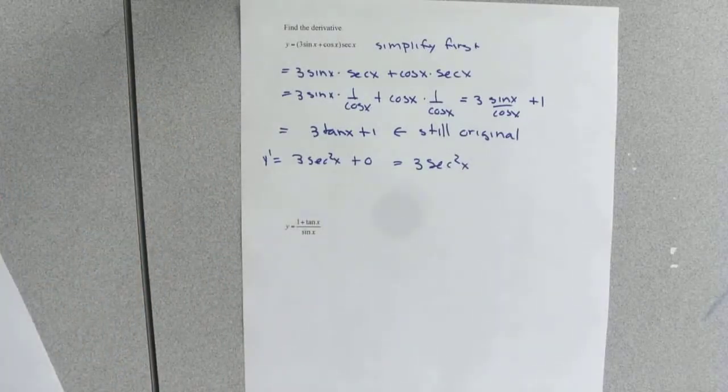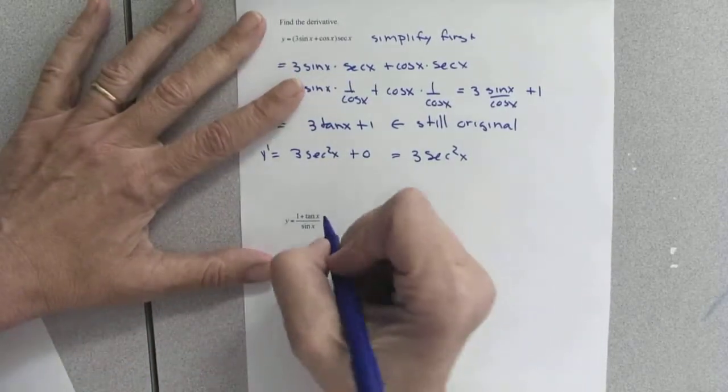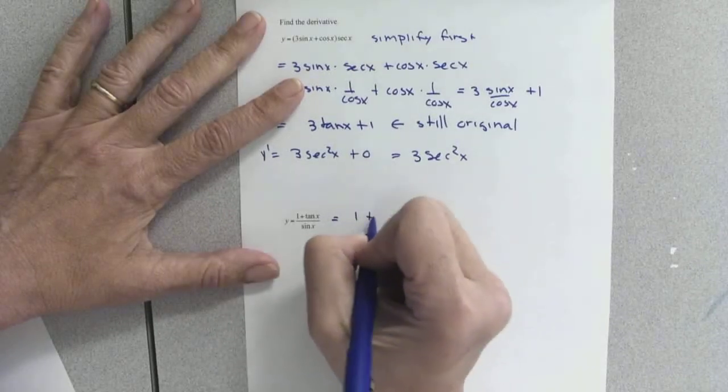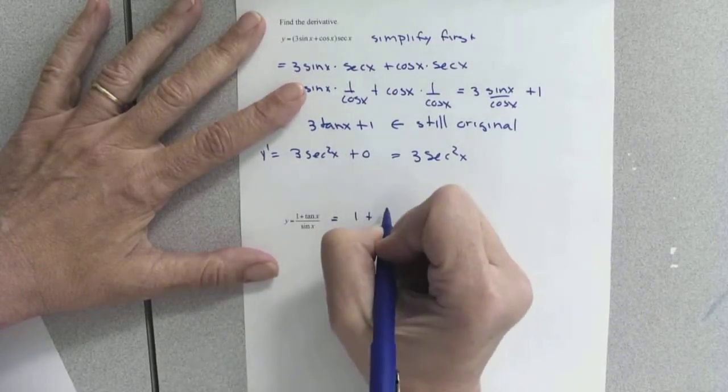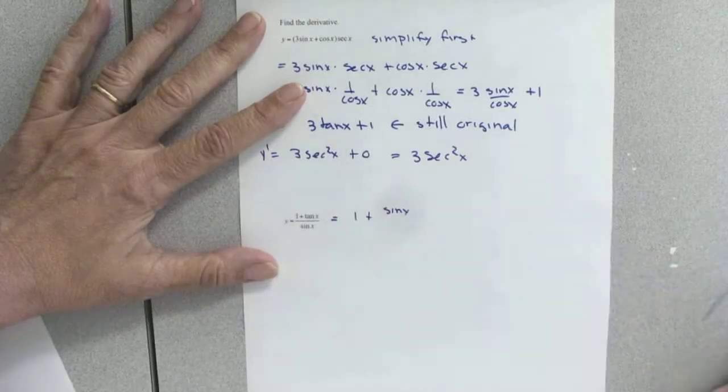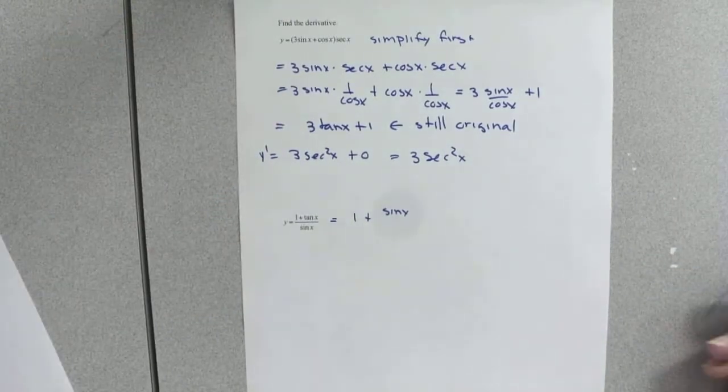Same thing on the next one. Simplify first. Tangent is sine x over cosine x.